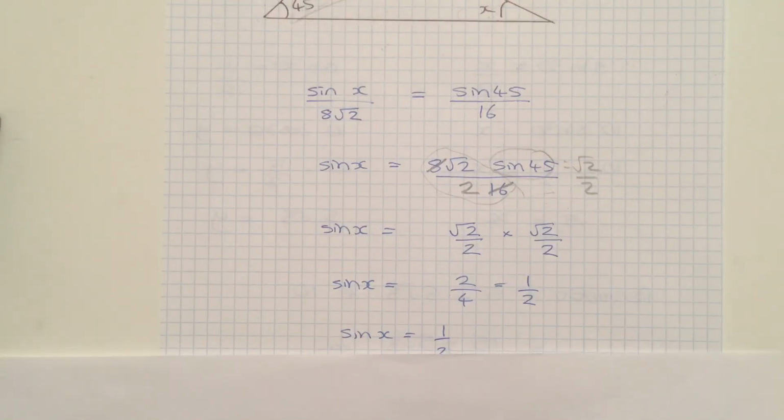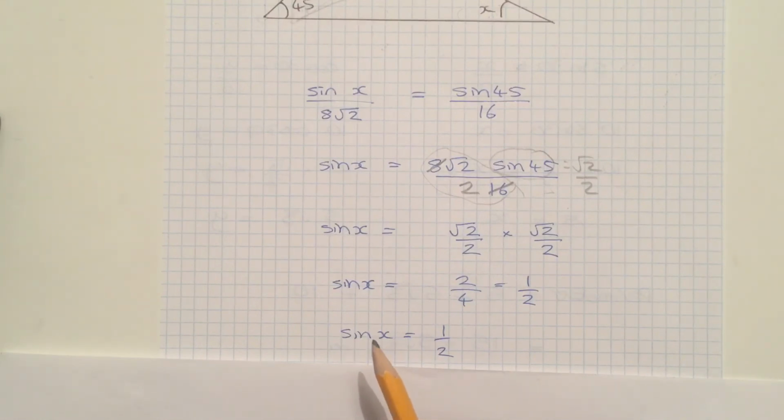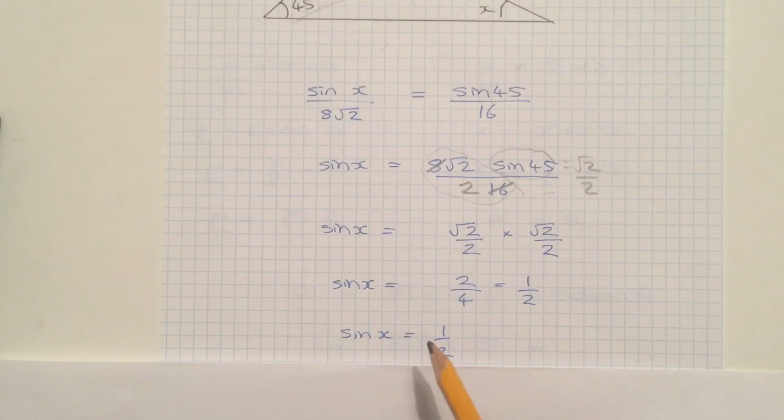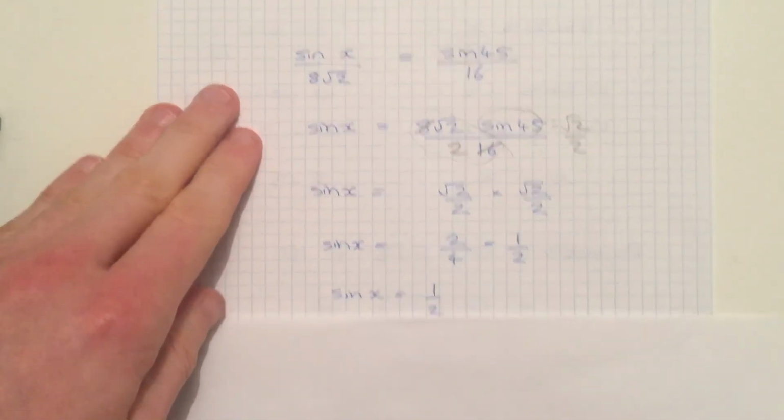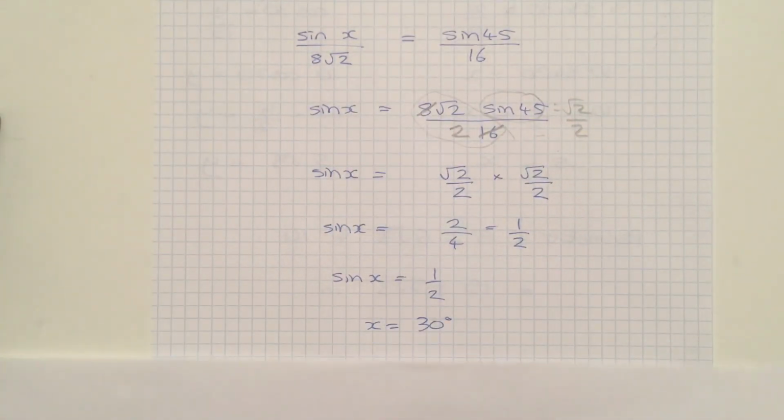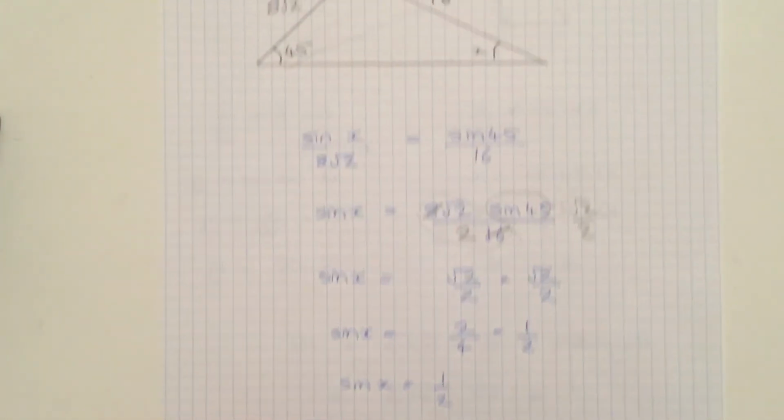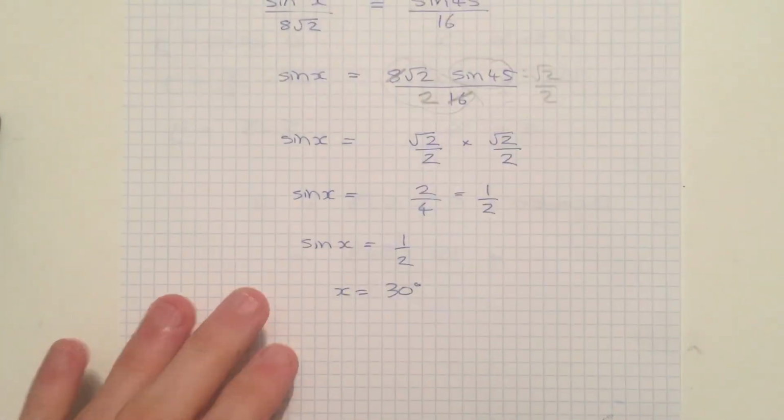And usually we do sine inverse if we had a calculator, but we don't have a calculator, so we need to think about that some more and think about our exact values. Which angle, when I do sine, gives me a half? Is it sine 30? Is it sine 45? Is it sine 60? Hopefully you remember it is 30. Sine 30 is 1/2. So this angle here is 30 degrees.